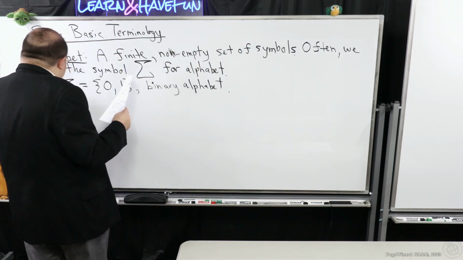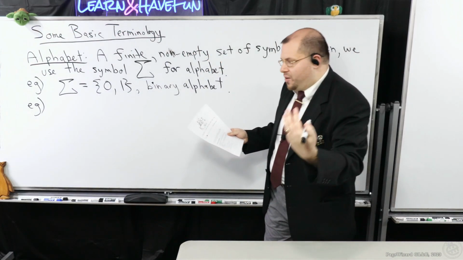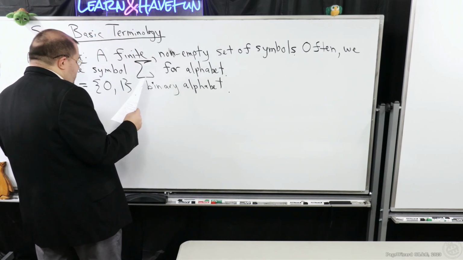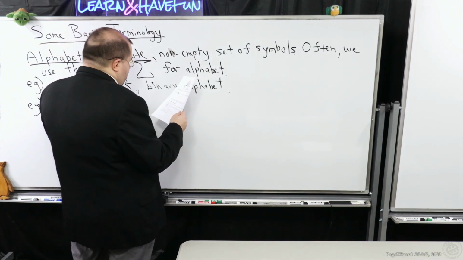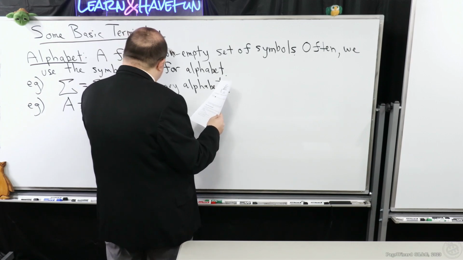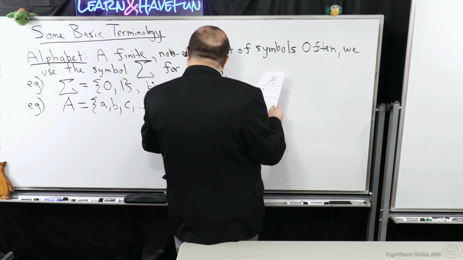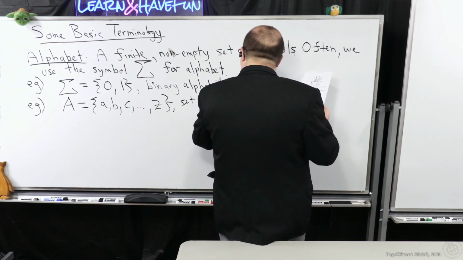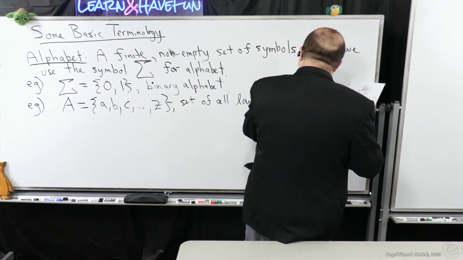So keep in mind you don't have to use capital sigma to declare the alphabet. I could give it another name. For example, I could call it capital A. This, for example, could be the set of all lowercase letters in the English alphabet. See what I did there? So this could be the set of all lowercase letters, just as an example.